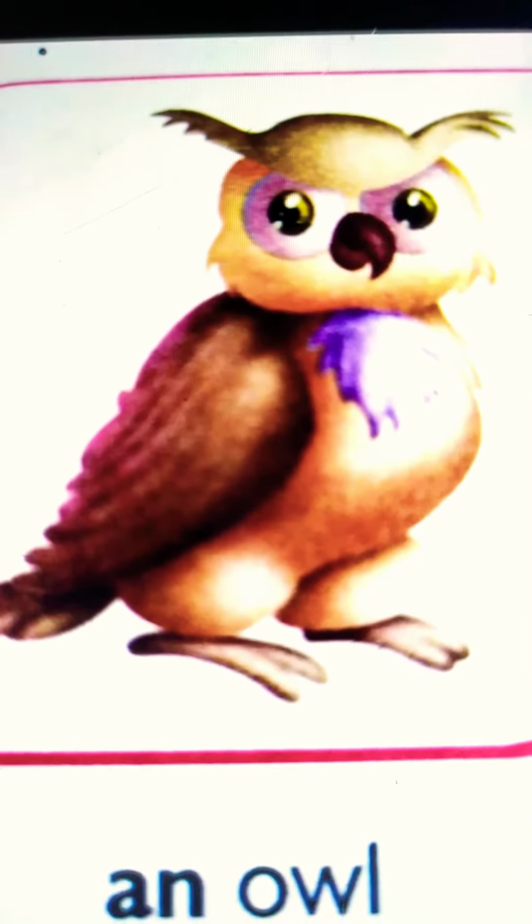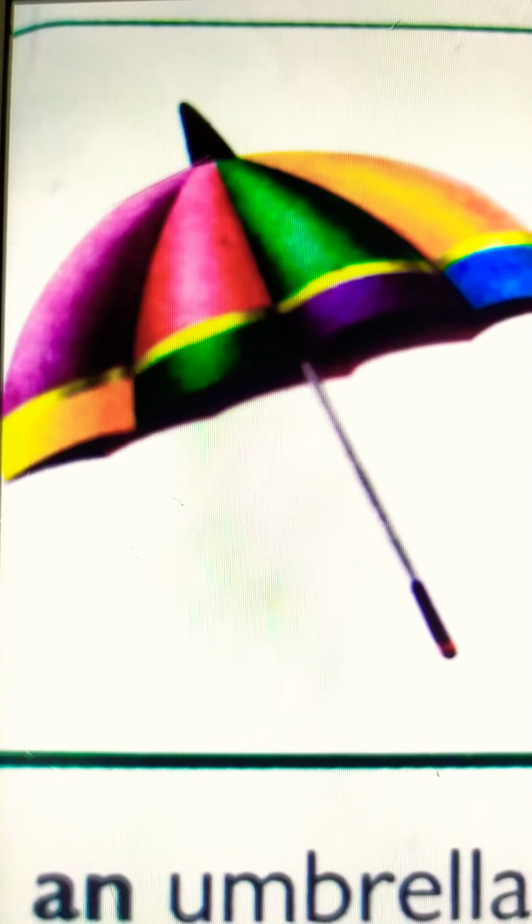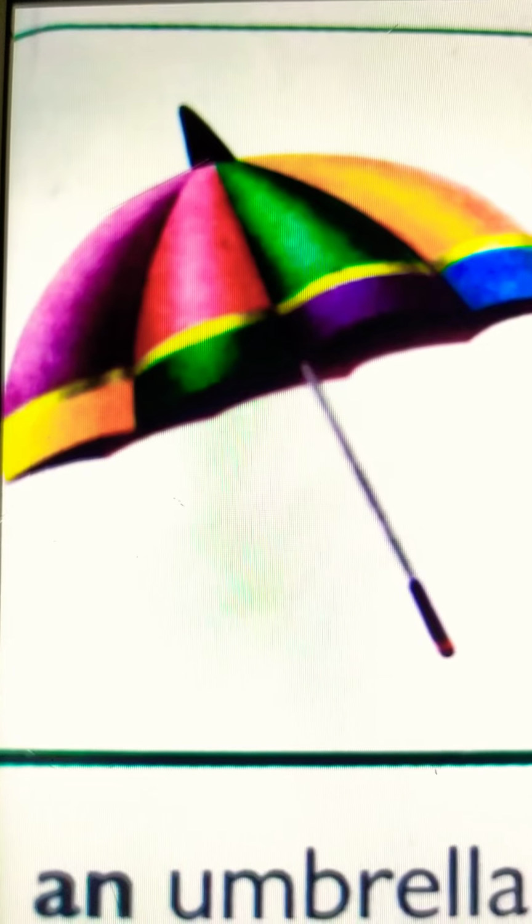Next, owl. The first letter is O, so an owl. Orange. The first letter is O, so an orange. Next, umbrella. U, a vowel sound, so an umbrella. So now use a and the. What is this? Fish. The answer is a fish.